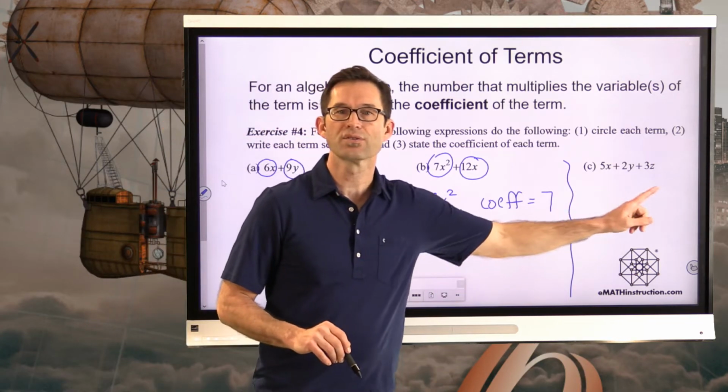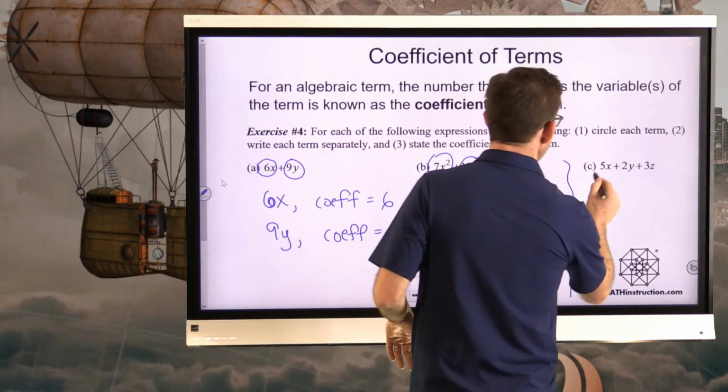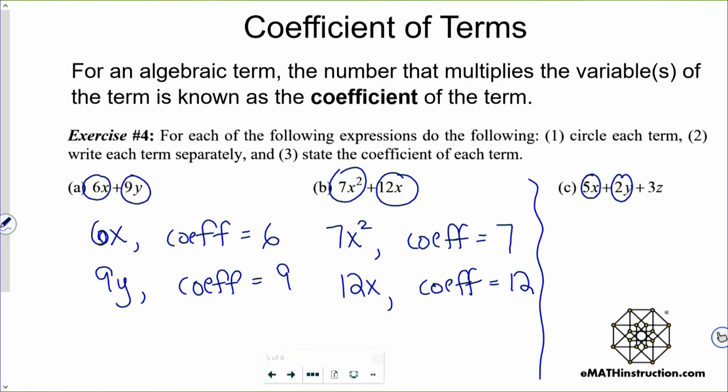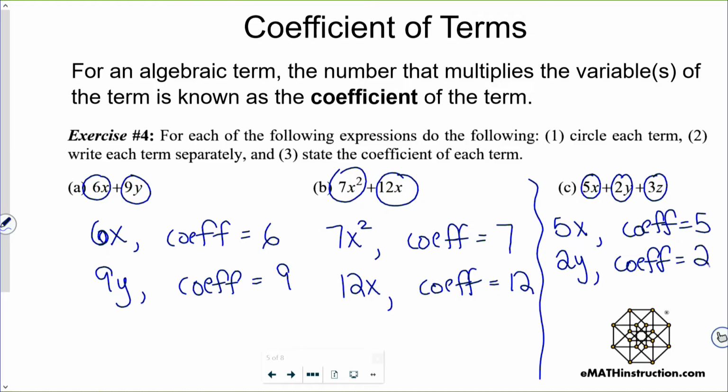The final one, very, very easy. 3 terms, 5x, 2y, and 3z, right? 5x, 2y, 3z. So 5x is one term with its coefficient equal to 5, 2y with its coefficient equal to 2, and 3z with its coefficient equal to 3.